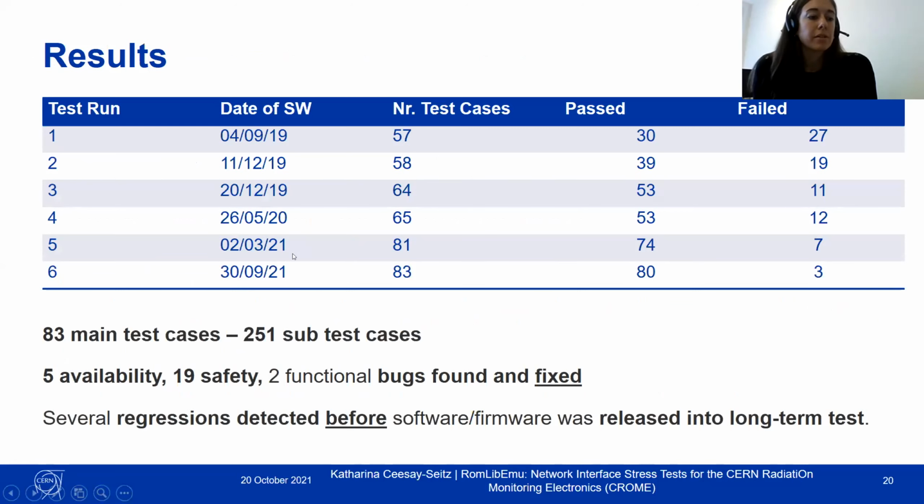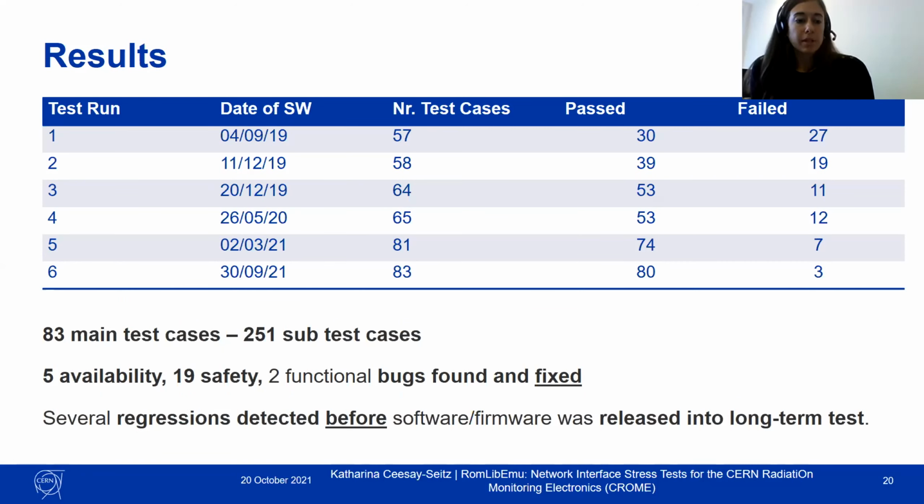In total, we had 83 main test cases and 251 subtest cases that all only regard the interface. So there could be so many more test cases for functionality. This is just for testing the protocol structure and the network interface. We had 5 availability bugs and 19 safety bugs found.